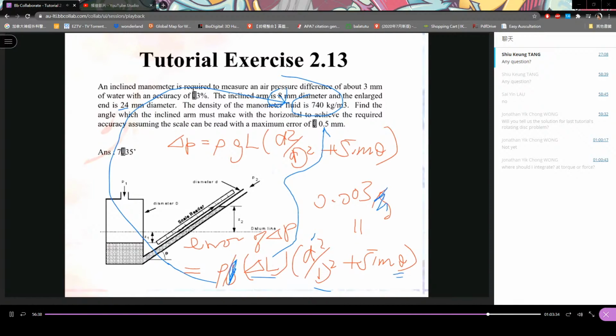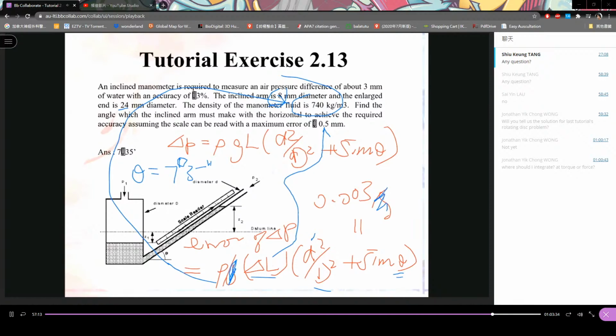The theta is 7 point something, I forgot. If you do the calculation, theta should be 7 like that. Just 7 degree, 7 degree 35. I forgot what the exact figure is, something like 7.6 degree.